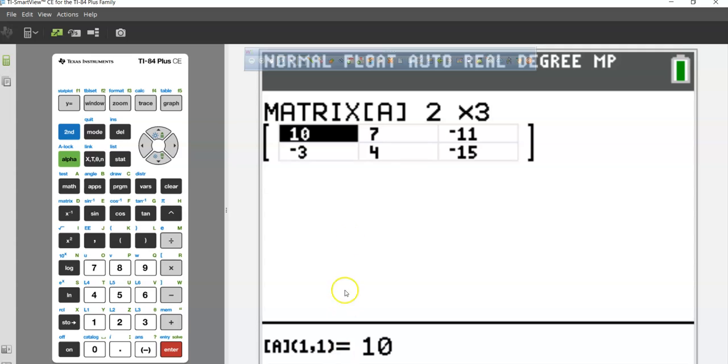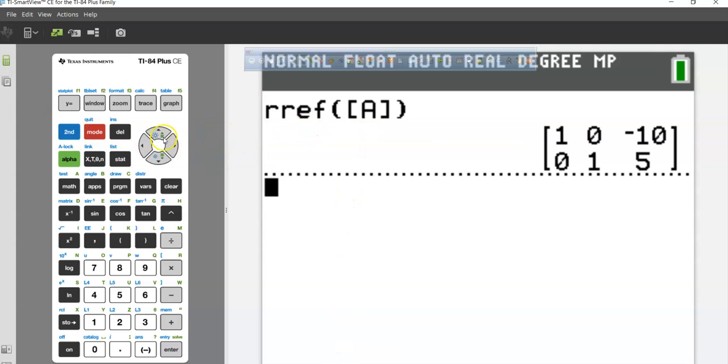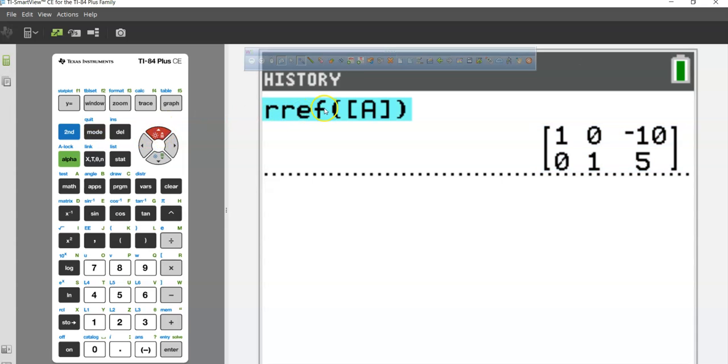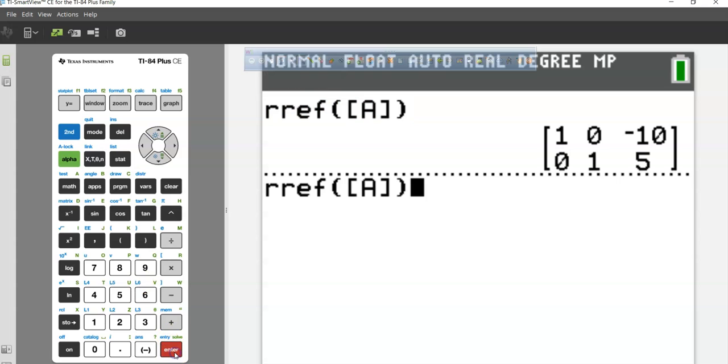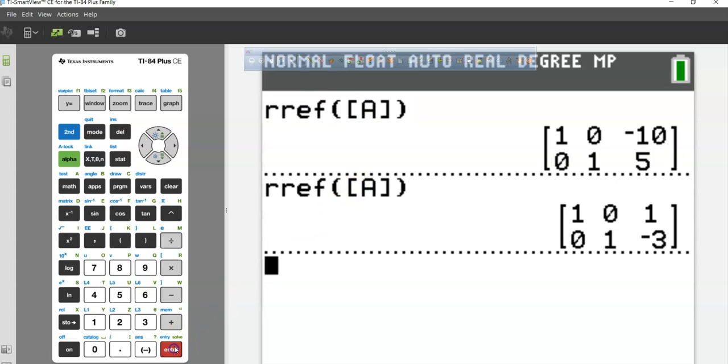So here's the good news. Once you type it in, you hit second mode, guess what? Now I don't have to do all those keystrokes. I can literally go up right here, grab it again, and that's why I'm doing two problems. Because once you've done it once, you can do it again.